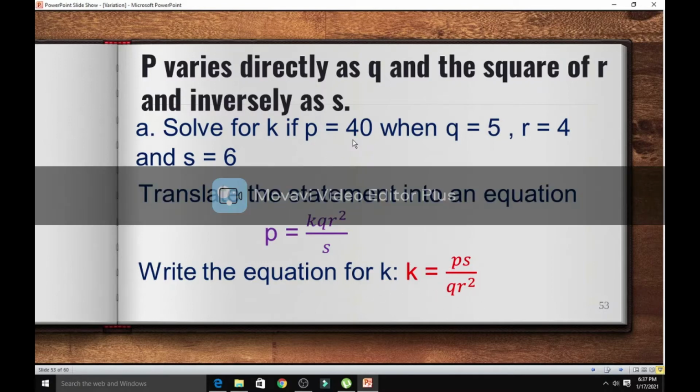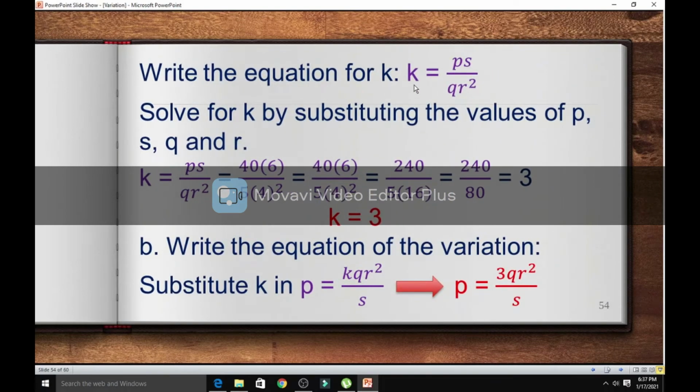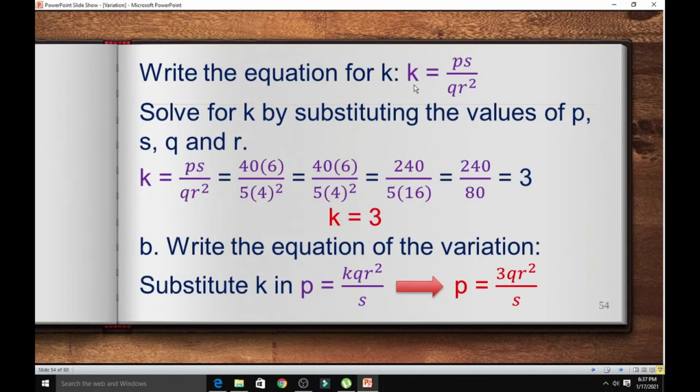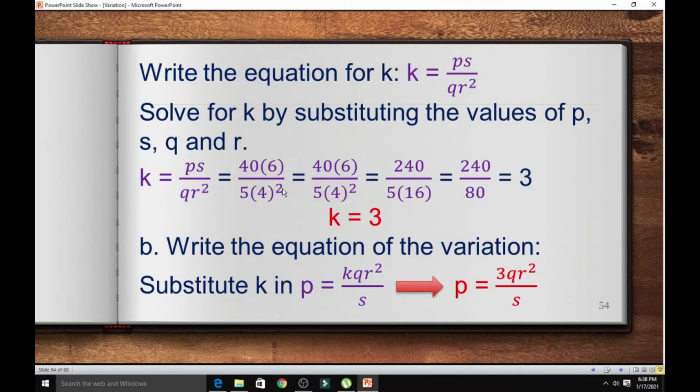So, yung p ay 40, yung q ay 5, yung r ay 4, at yung s ay 6. So, eto yon. So, ang equation natin again for k is equal to ps all over qr squared. So, we are going to solve for k by substituting the values of p, s, q, and r in the equation for k. So, palitan lang natin yung p ng 40, yung s ng 6, yung q ng 5, and then yung r ng 4. Kaso, si 4 naka-raise sa second power.